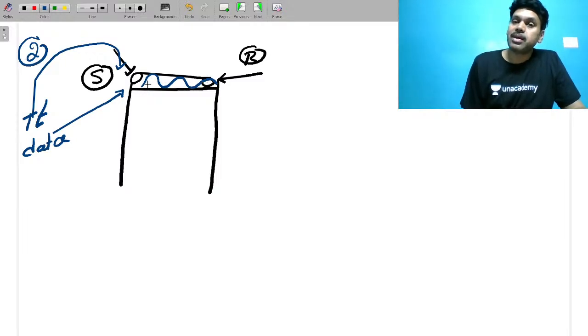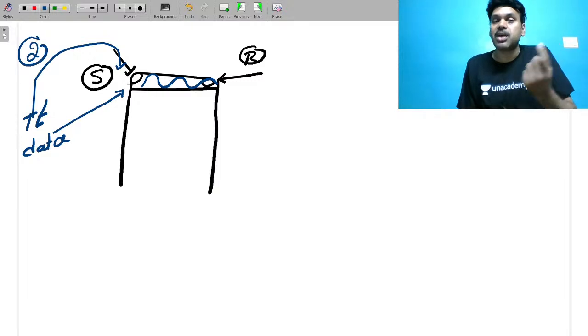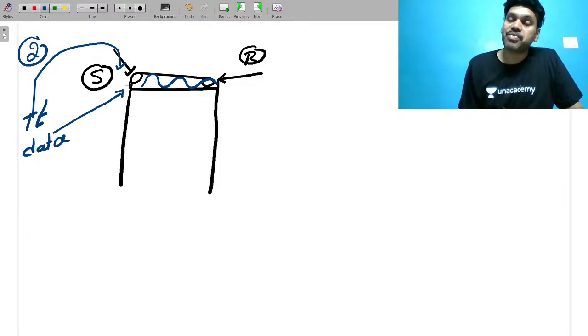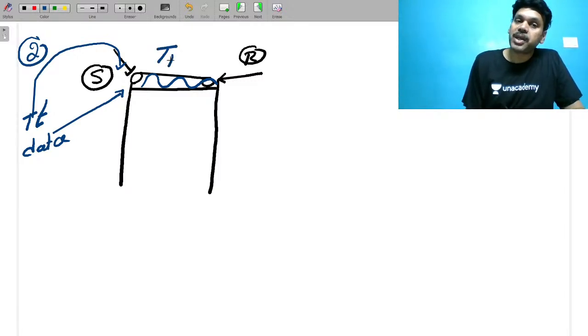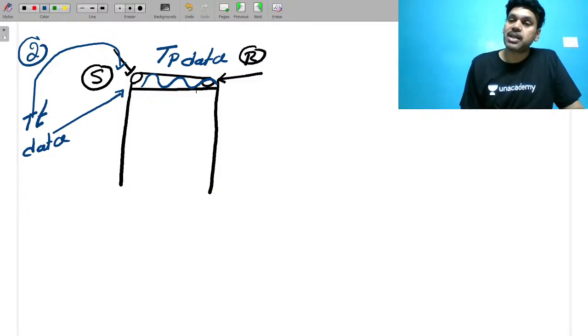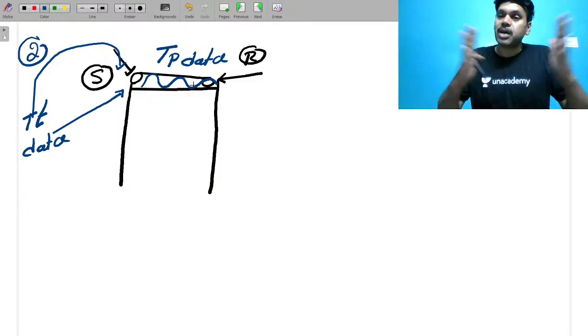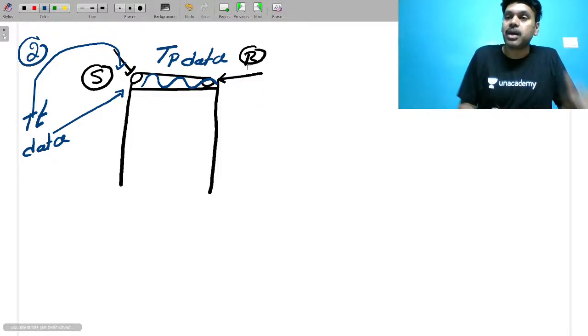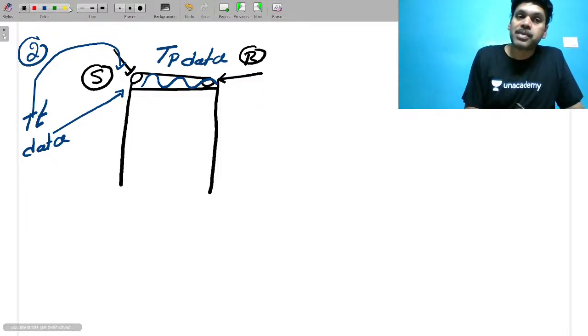That means how much time it takes to propagate over the medium, or how much time all the bits on your medium take to make a physical journey from one end of the medium to the other end. That is the meaning of propagation time of your data. Anyhow, we will learn this after some time.